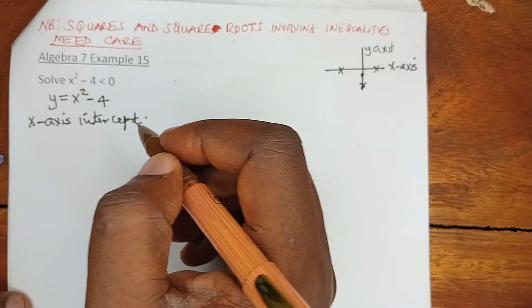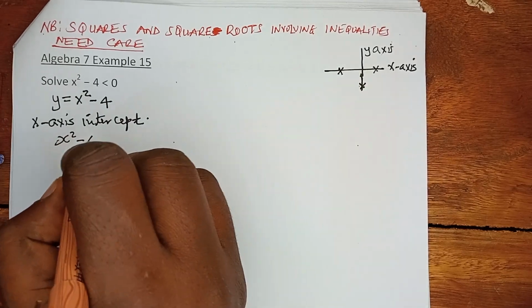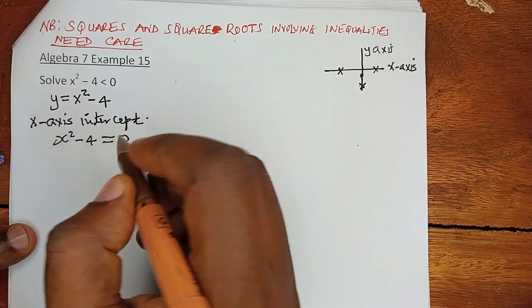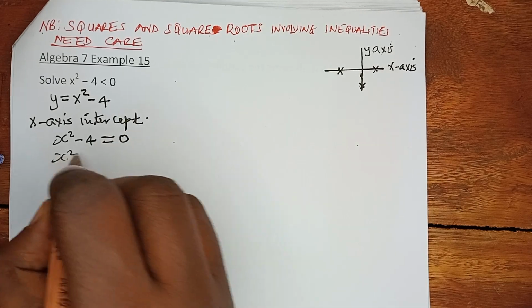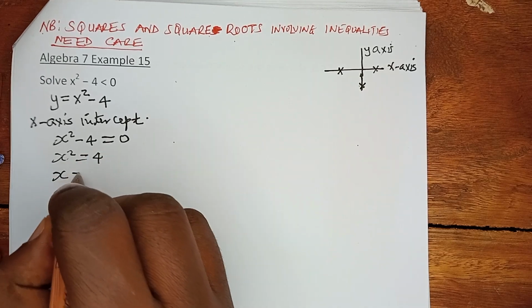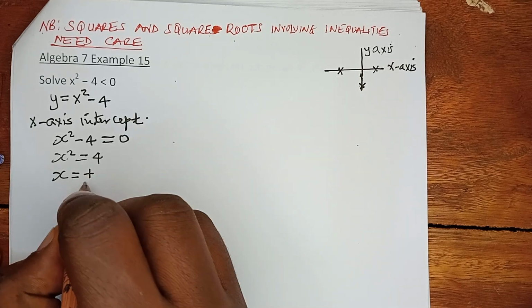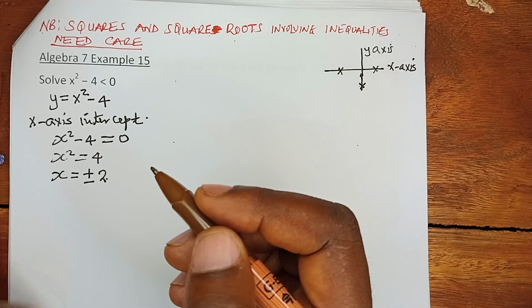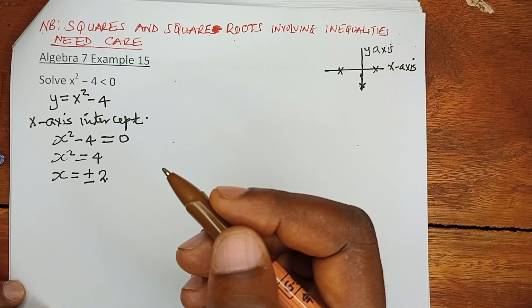For this to be realistic, x squared minus 4 is 0, because that is the value of y. It means that x squared is equal to 4. Having found the square root on both sides, x must be plus or minus 2. So at one point x is negative 2, and at another point x is positive 2.